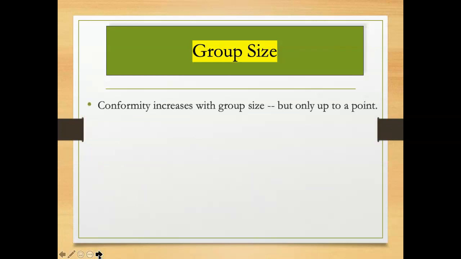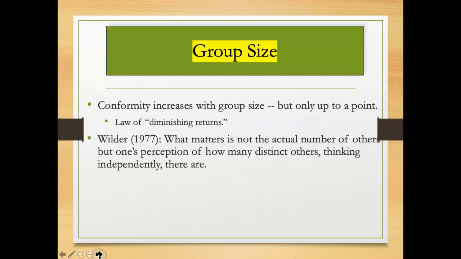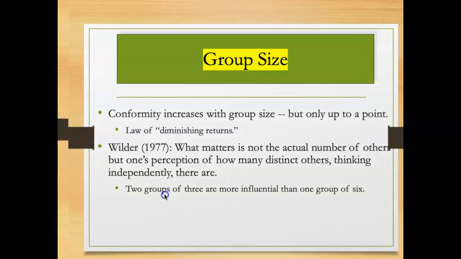Let me go through this quickly. Conformity increases with group size only up to a point. Basically, if we do the Asch study, you get to about 4 or 5, and if you increase the number of incorrect responses in that unanimous majority beyond that, you don't get much more conformity. What really matters is not the actual number of others, but one's perception of how many distinct others, independent thinkers, there are. So 2 groups of 3 are more influential than 1 group of 6.